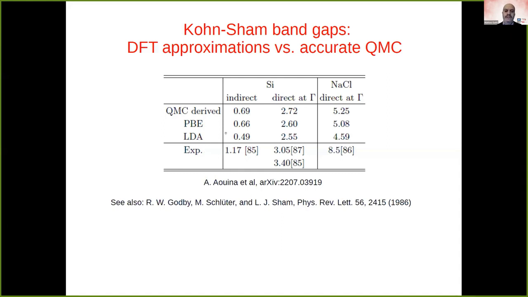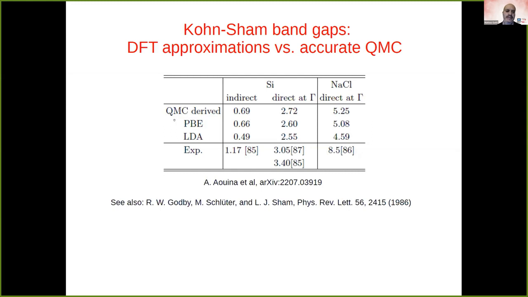And what you see is that actually PBE is an excellent approximation to the exact, or to the very accurate, Kohn-Sham band gap that is obtained from Quantum Monte Carlo. And also LDA is a very good approximation. And all of them, all these Kohn-Sham gaps, are underestimating the experimental gap. This is confirming a conclusion that was already derived by Godby, Schlüter, and Sham in the middle of the 80s, based on the GW approximation to the self-energy.